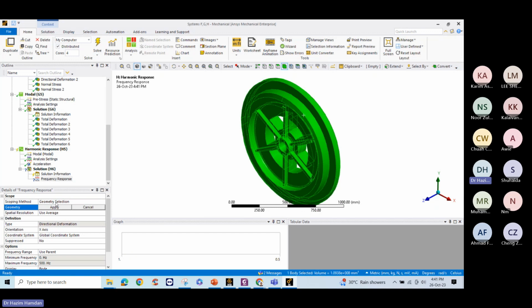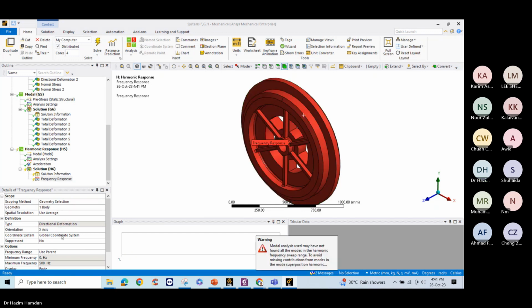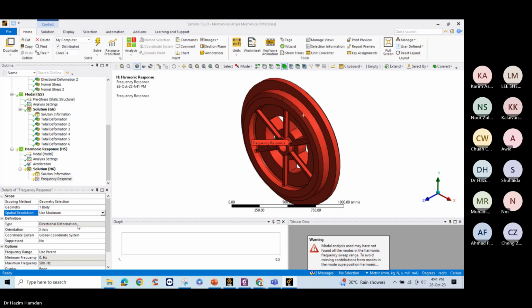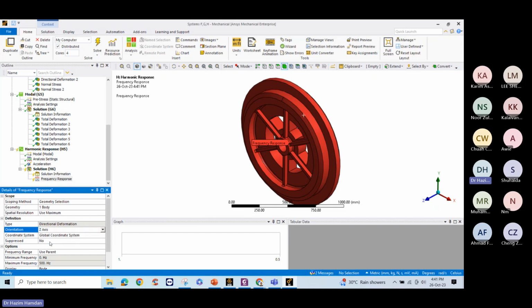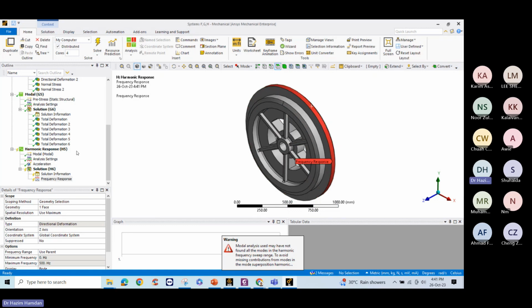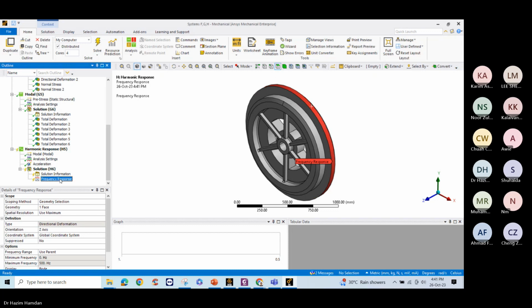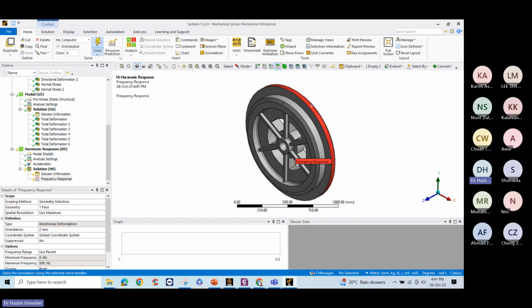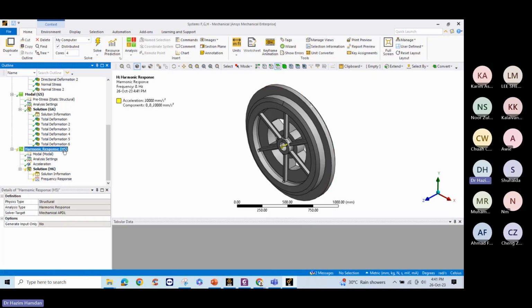Okay, select the whole body, and then okay, this one a spatial resolution. I use a maximum. And for the orientation, I set the axis. Okay, sorry, it's not whole body. It's only this face only. Okay, now you can solve the harmonic response to get the result.